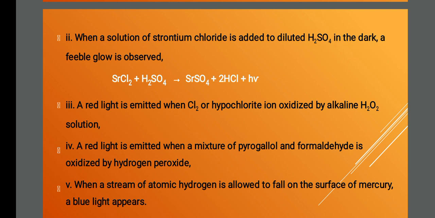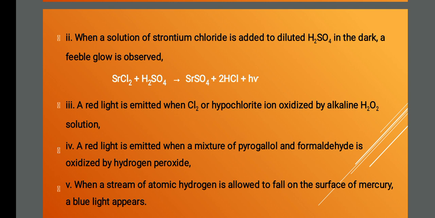Next, a red light is being emitted when a mixture of pyrogallol and formaldehyde is oxidized by hydrogen peroxide. The last example given here is when a stream of atomic hydrogen is allowed to fall on a surface of mercury, blue light appears. Is it okay? So these are the examples of chemiluminescence.